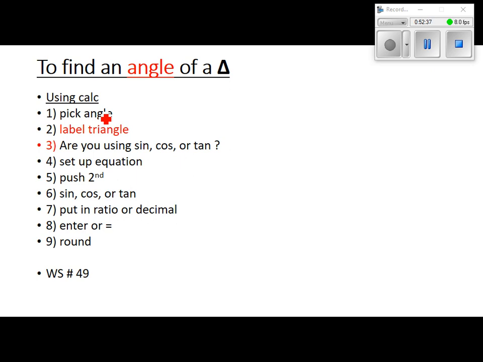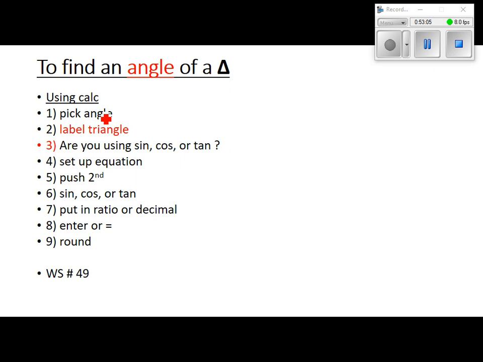To find an angle of a triangle, you're going to do these steps. Pick the angle, label the triangle, decide whether you're using sine, cosine, or tangent, write out your equation, push second, then sine, cosine, or tangent, whichever one you use, put in the decimal or the fraction, hit enter. It's going to give you your answer, and you're going to round off the answer, just like the problems we were just doing. All right?